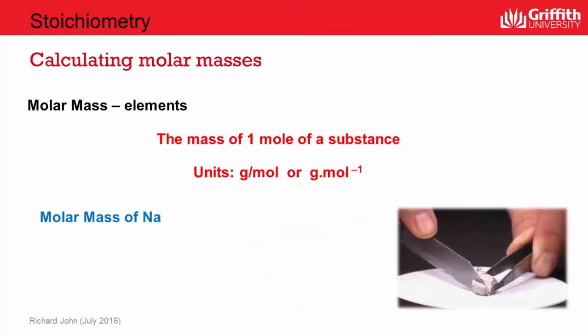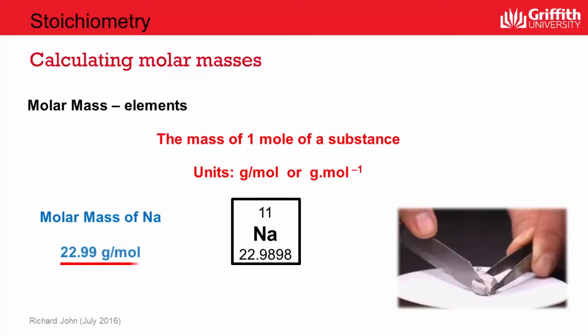So if we use sodium as an example, the way we're going to determine the molar mass of sodium is to look up sodium on the periodic table. We see that its atomic mass is 22.9898 atomic mass units, and we can simply write down its molar mass from this number, 22.99 grams per mole, to 4 significant figures. And it's worth remembering that the mass of 1 mole of sodium is therefore equal to 22.99 grams.